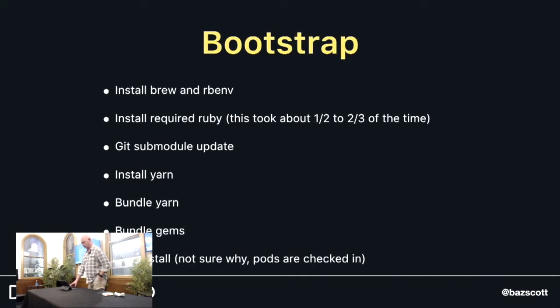So what was that script doing? It was installing brew and rbenv, installing the required Ruby version that we'd specified in our .ruby-version file, doing a git submodule update, installing yarn, doing a yarn bundle, bundling the gems that were required, doing a pod install for some reason, even though the pods are checked in. Running through all that took obviously 5-6 minutes every time. And it's just unnecessary and probably environmentally unfriendly as well.